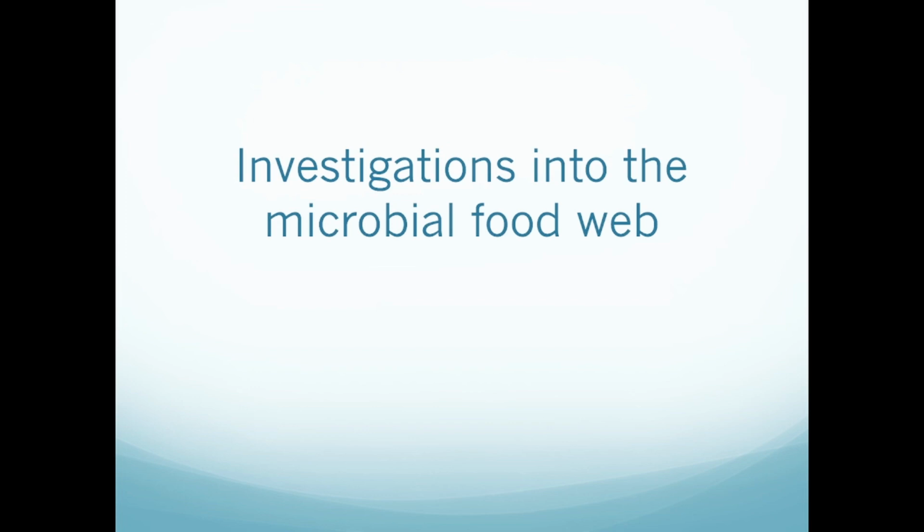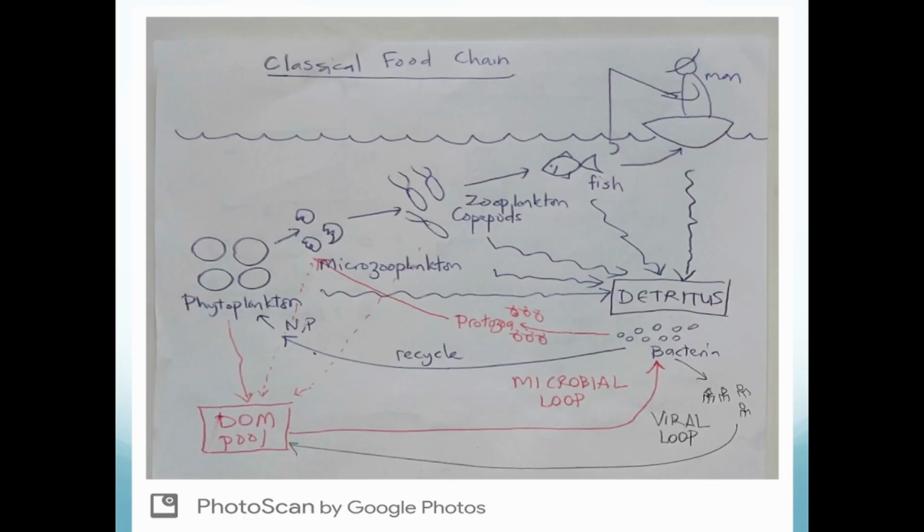Investigations into the microbial food web. Previously, we've learned that the microbial food web at its present moment includes both the microbial loop and viral loop, together with the classical food chain. But how were all these components investigated in order to come to the conclusions that we have now?